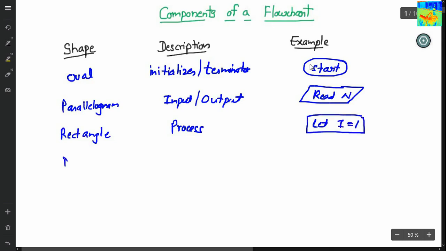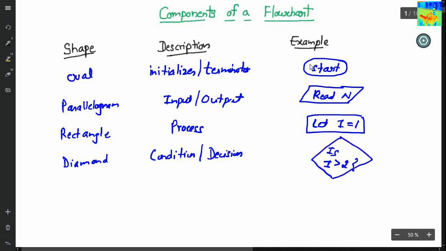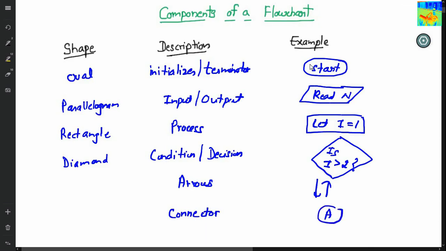Then we have diamond shape. It represents a condition, or you can say a decision. Example: is I greater than 2? Then we have arrows. And then we have connectors. So why are connectors used? For example, your flowchart is very big and it is not fitting in a single page. So with the help of connectors, we can continue our flowchart from the next page.